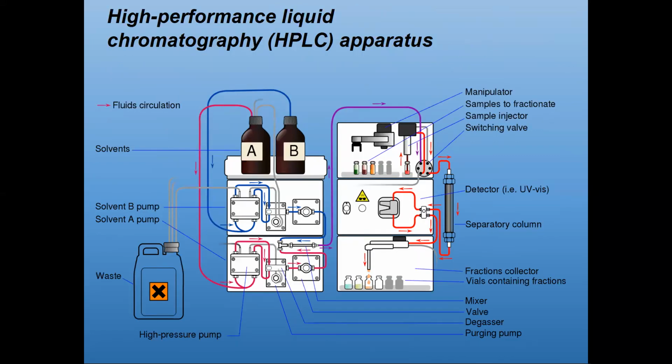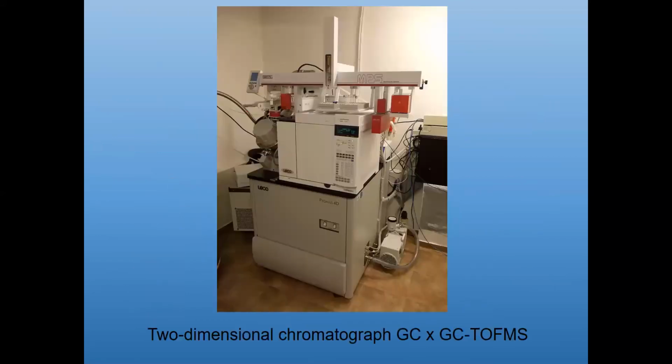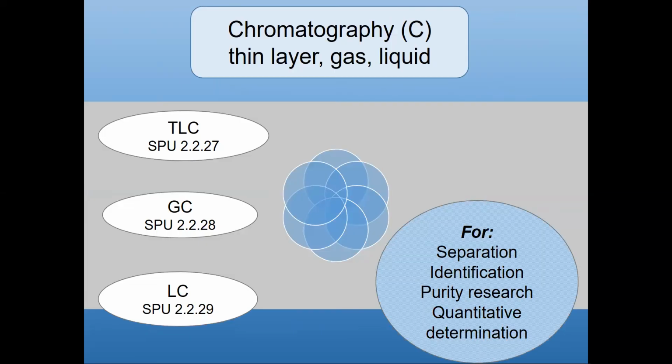You can see a scheme of a high performance liquid chromatograph, and a chromatograph. Chromatography: thin layer, gas, liquid. You can see numbers of articles of the State Pharmacopoeia of Ukraine. These methods are for separation, identification, purity research, and quantitative determination of medicines.